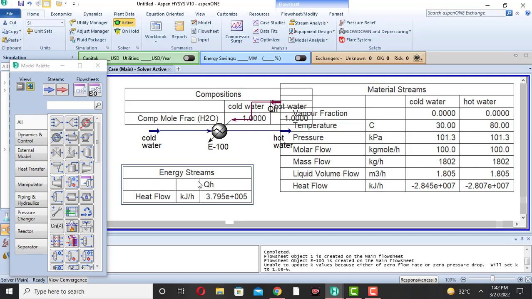3.79 multiplied by 10^5 kilojoule per hour of energy is added to this heater to increase the temperature of cold water from 30 degrees centigrade to 80 degrees centigrade at constant pressure, with the same water flow rate. And this is all about the mass flow rate. These are calculated by Aspen Hysys.